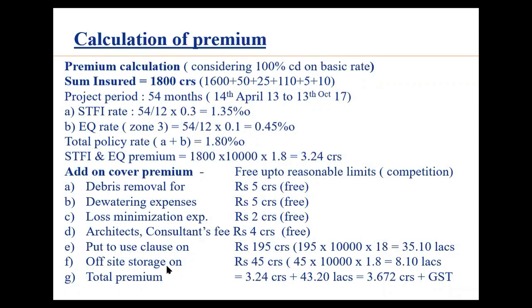Offsite storage, I told you he has agreed. Yes, it is there. 45 crores is the sum insured for offsite storage. He is supposed to declare how much of my material will be lying at fabricators' premises. So premium is coming to 8.1. Total premium is 3.24 plus 8.1 plus 35 lakhs, total is 3.672 plus GST. This is the premium calculation. Okay.